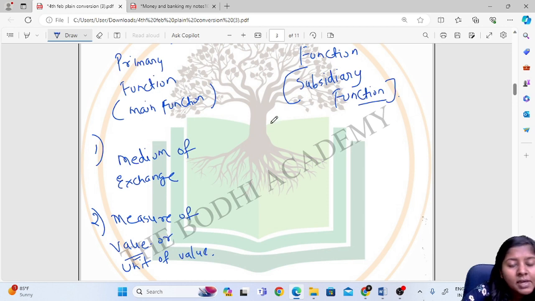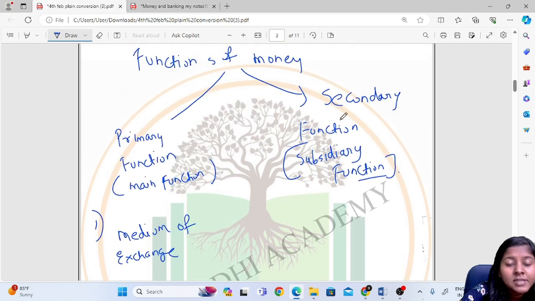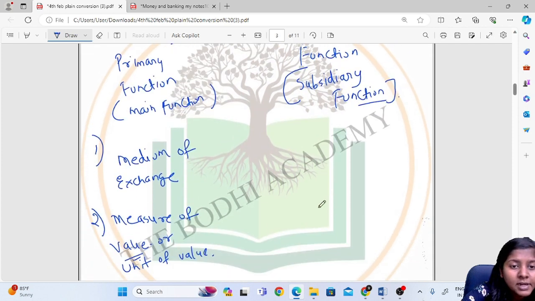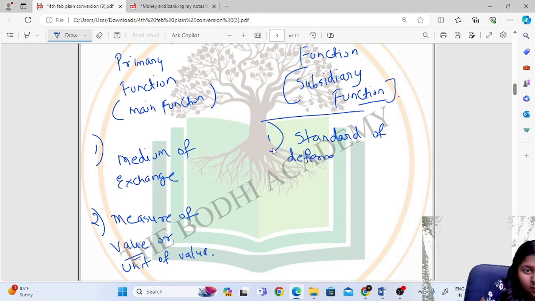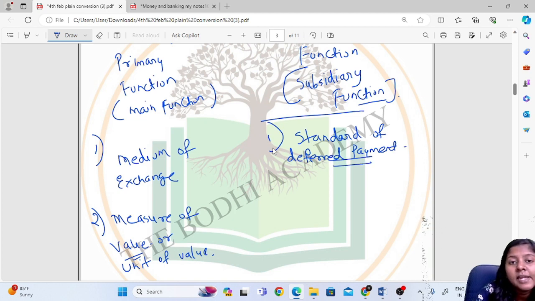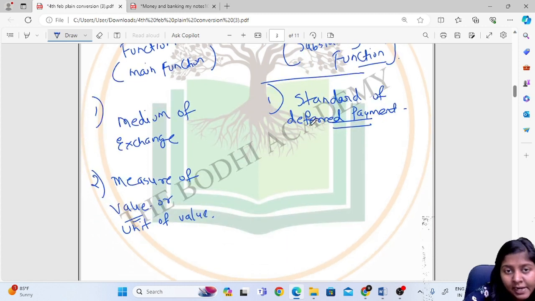Next we have the subsidiary function. The secondary function is also called the subsidiary function. The first point under this is standard of deferred payments. Money acts as a standard of deferred payments. For example, we can take loans and then repay them in the future. So repayments are done in the future in terms of money. That's why we call it a secondary function.